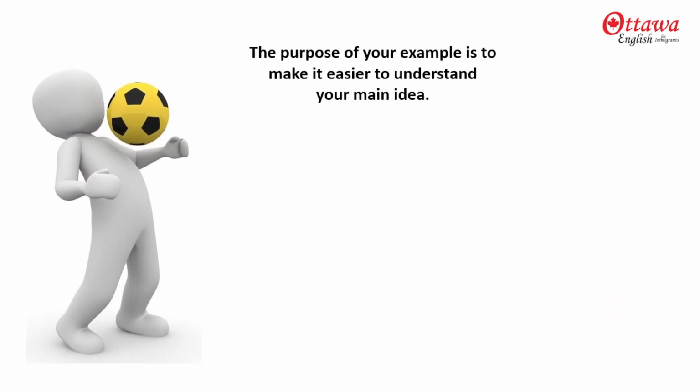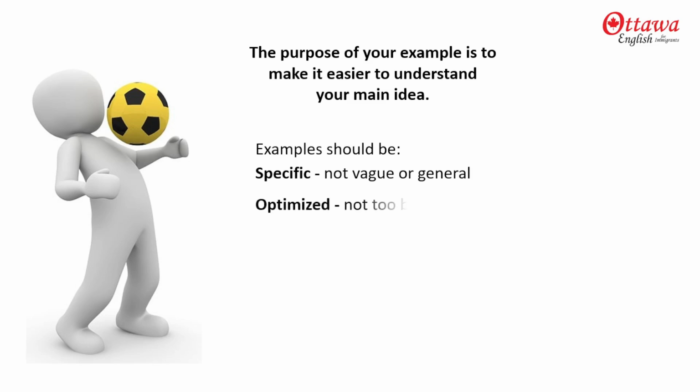So what does a good example look like? Well, first of all, a good example needs to be specific. In other words, it needs to develop the paragraph's main idea. Next, it needs to be optimized. And by that, I mean it shouldn't be too long or too short. It also needs to be clear.